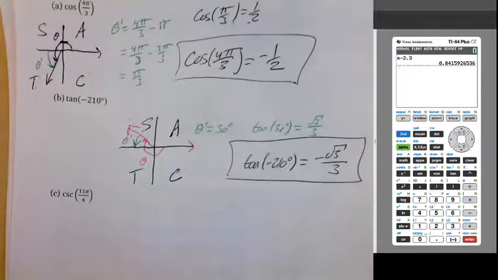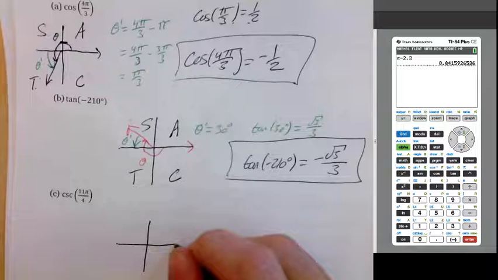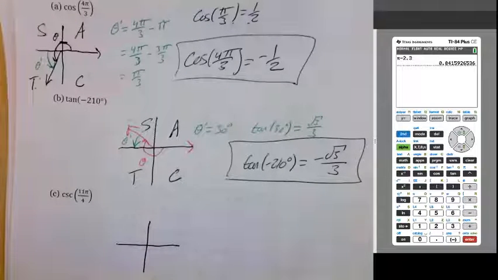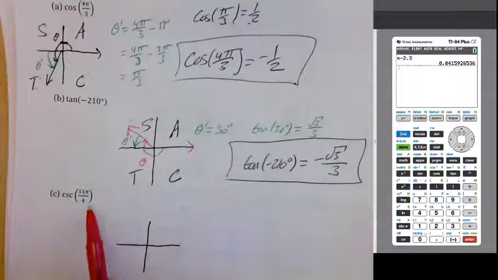Cosecant of 11 pi over 4. We have to think about where we're at. Halfway around would be 4 pi over 4, because that's pi. All the way around is 2 pi, and converting that into fourths, it would have to be 8 pi over 4. But we're at 11 pi over 4.